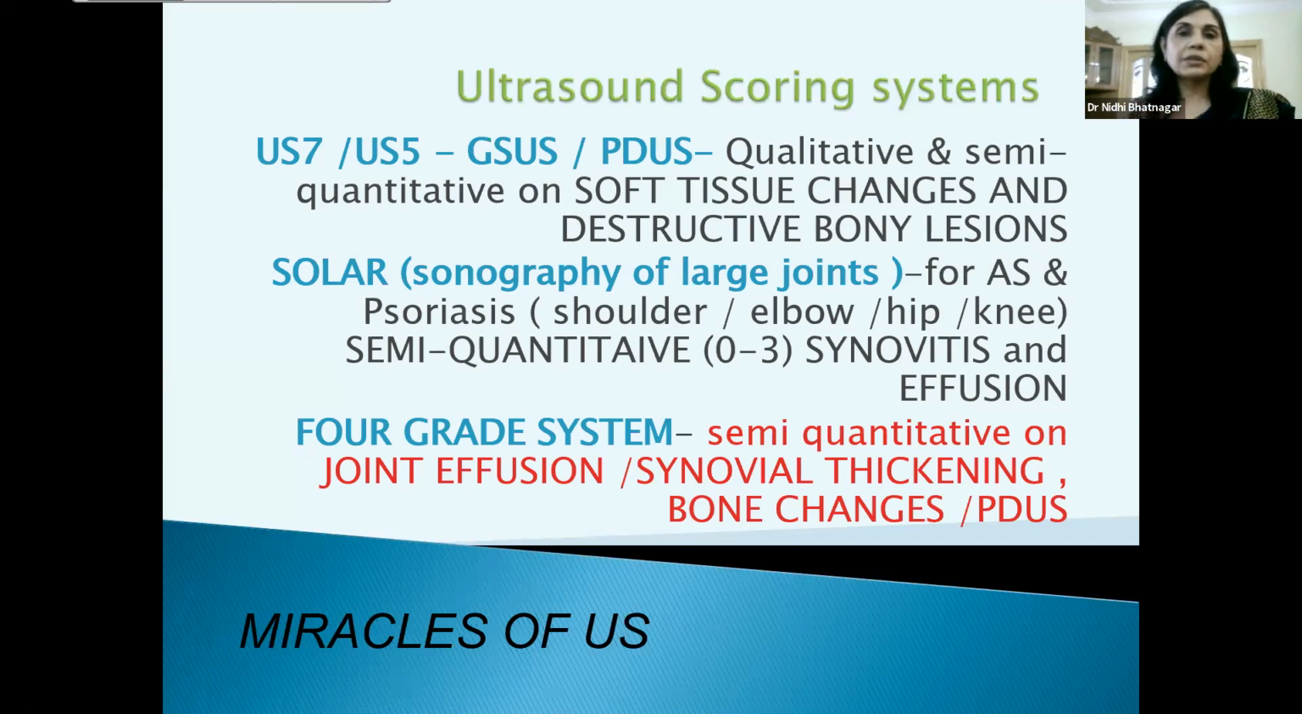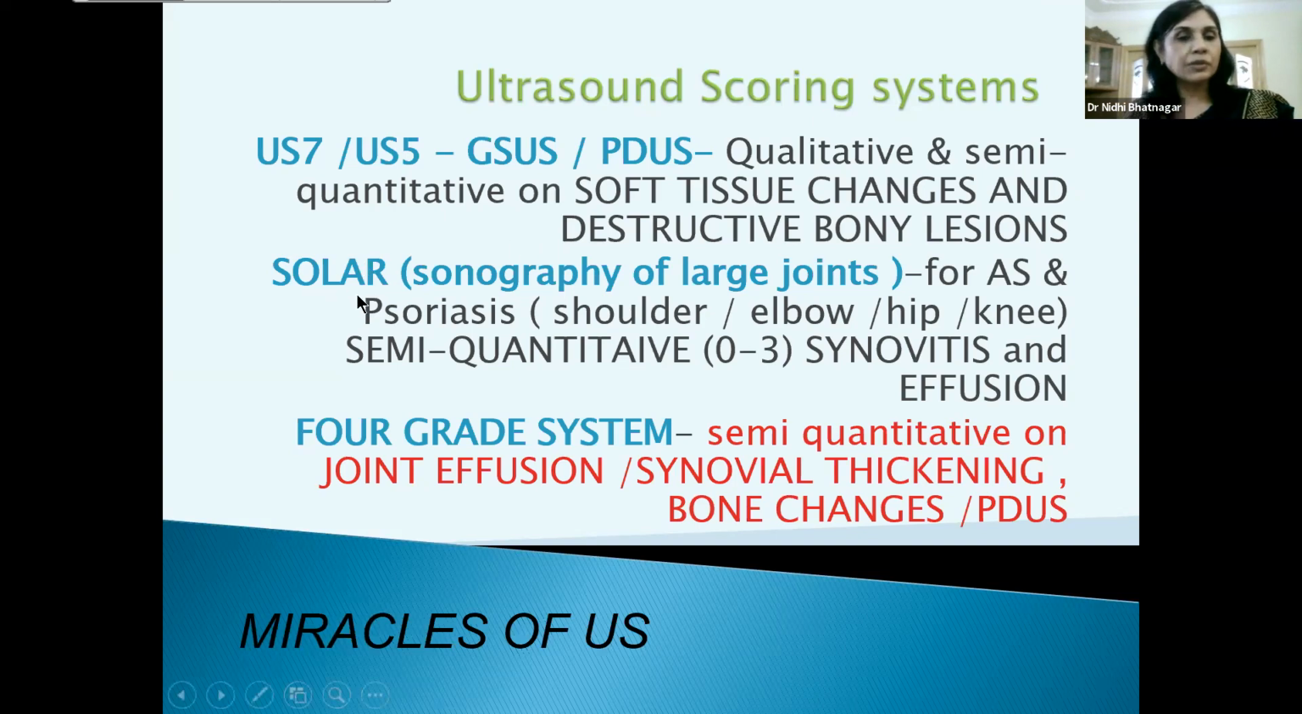The first one is the 7-joint grayscale ultrasound, which we call GSUS, and the Power Doppler Ultrasound, PDUS, scoring system. This was suggested by Backhouse and is today the most popular. It covers 7 joints of the hands, wrist, and feet. There is a gradation given on a qualitative and semi-quantitative basis of the soft tissue changes we've just discussed, synovitis and tenosynovitis, and the bony changes, which are erosions or further destruction, which happens at the level of the joints. And these are the main sonographic markers.